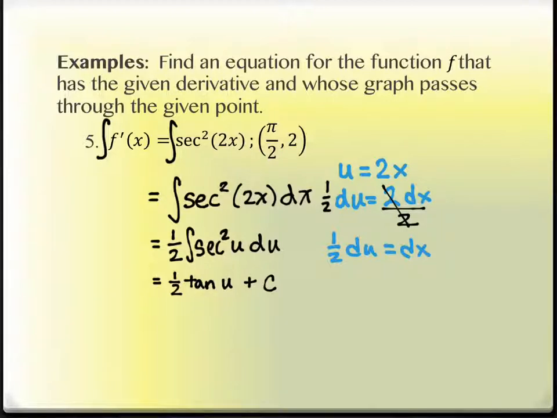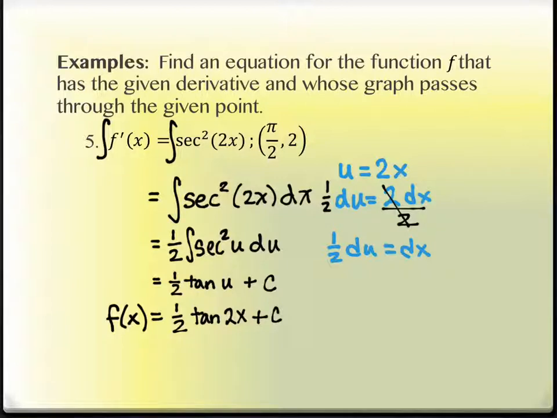But I know what u is. u is 2x, right? So this is actually 1/2 tangent of 2x plus c. And if this was called f prime to begin with, now this is f of x, right? As we've been working our way along. And we're going to solve for c. So how are we going to do that?